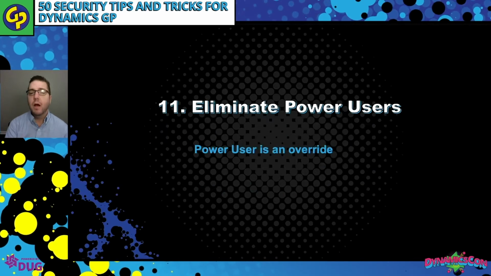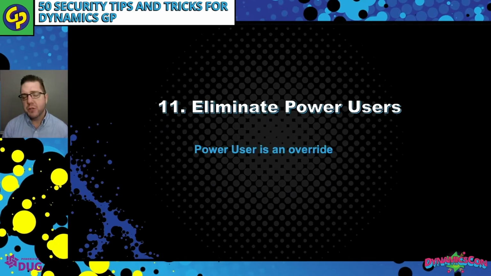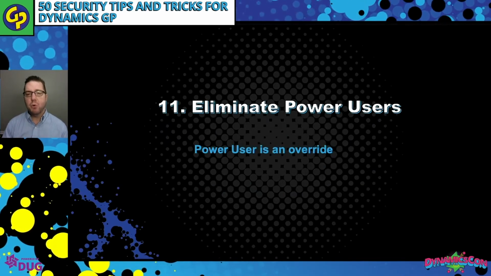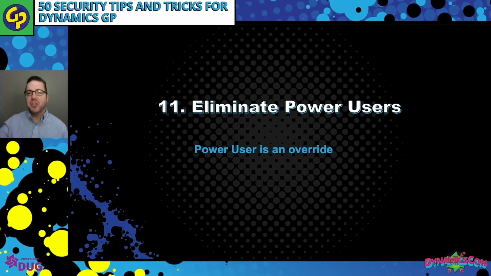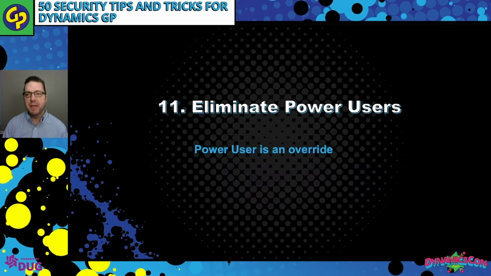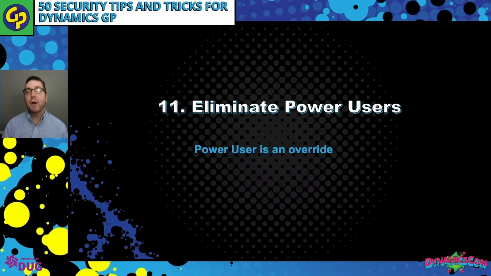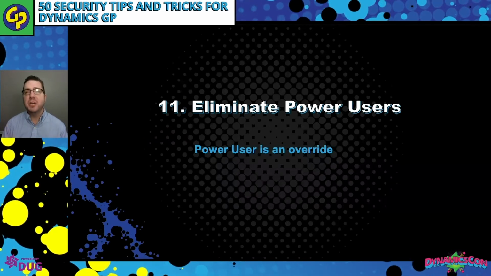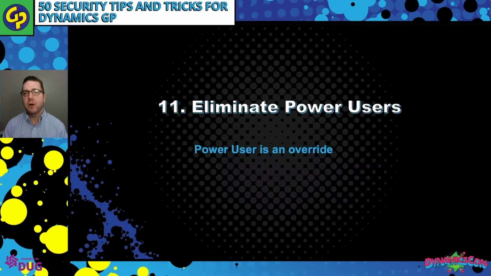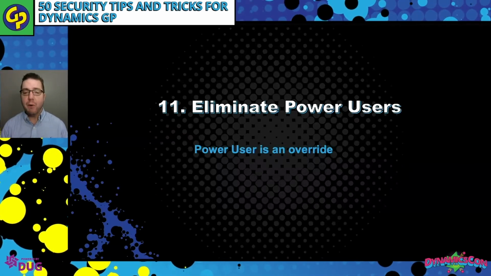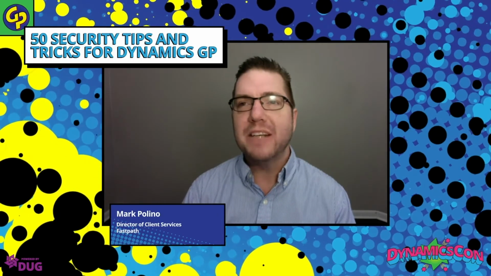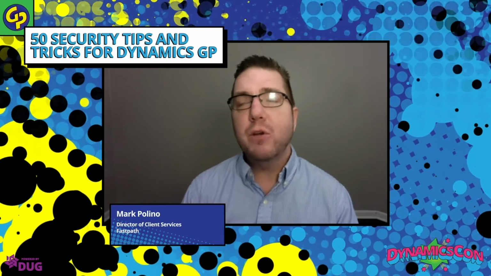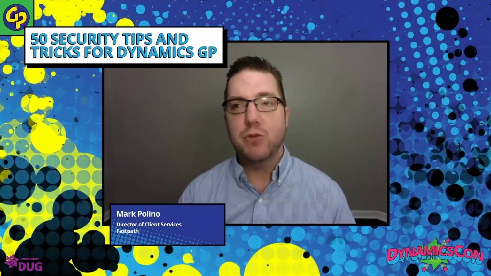Number 11, eliminate power users. GP calls power user a role. It's really not. If you think about it, a role is something where I check a bunch of boxes to give people access. And GP is not doing that with a power user. It's simply saying, oh, you're a power user, we're going to override everything. So in that scenario, a power user is granting access that you can't restrict.